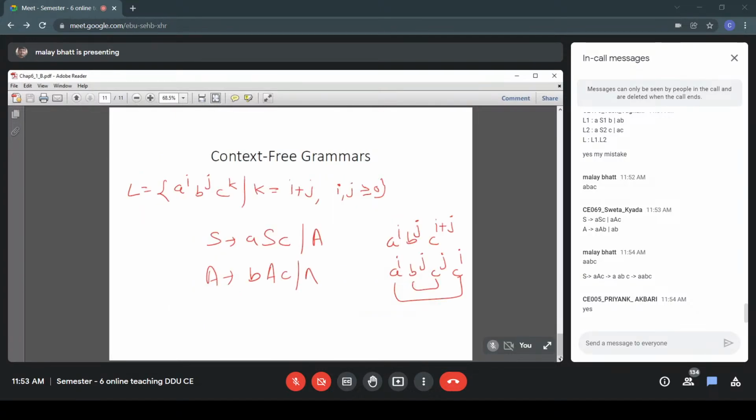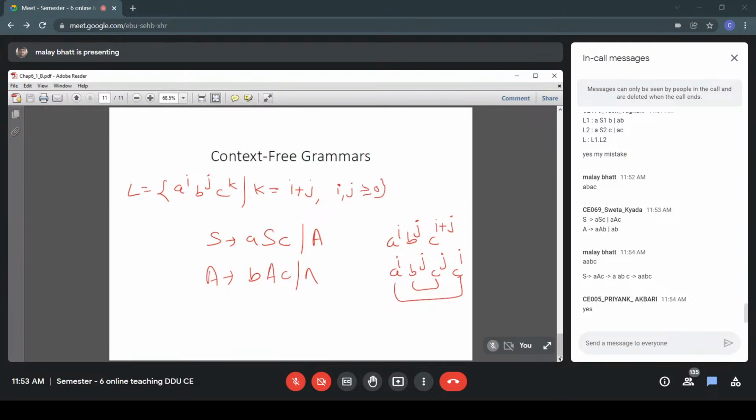We have third condition. K is equal to I plus J. It is similar to the previous one. So we are directly going to the solution. A raised to I, B raised to J, and C raised to I plus J. Now we are substituting the value of K, which is equal to I plus J. We are getting C raised to I and C raised to J. So if we reorder the C, we can write also like this: A raised to I, C raised to I, the outermost one, and inside that we have B raised to J, C raised to J.